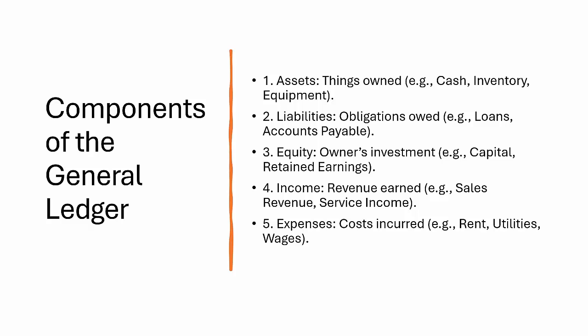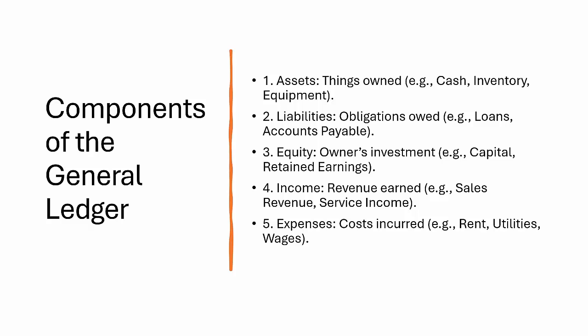What does the general ledger include? The general ledger is made up of many different ledger accounts, each tracking a specific type of financial activity. These accounts are grouped into 5 main categories. 1. Assets. Things the business owns, like cash, inventory, buildings, or equipment. Example: cash, accounts receivable, machinery. 2. Liabilities. Money the business owes to others, like loans or unpaid bills. Example: accounts payable, bank loan.